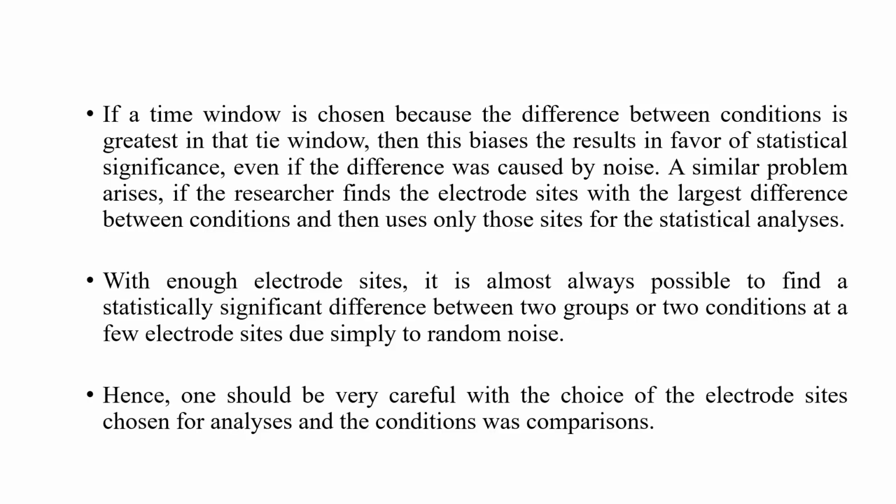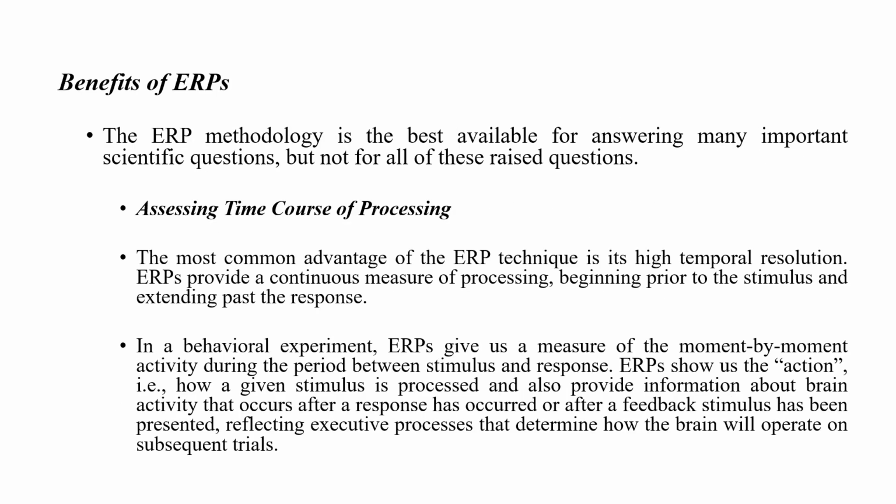So one should be very careful with the choice of electrode sites chosen for analysis and the conditions for the comparison. So this is the overall setup, how you make an ERP experiment and what its different components are. Now we can discuss, while parting, briefly a little bit about the benefits and the disadvantages of ERPs. For example, the most common advantage of the ERP technique is its high temporal resolution. ERPs provide a continuous measure of processing which begins prior to the stimulus and extends after the response.